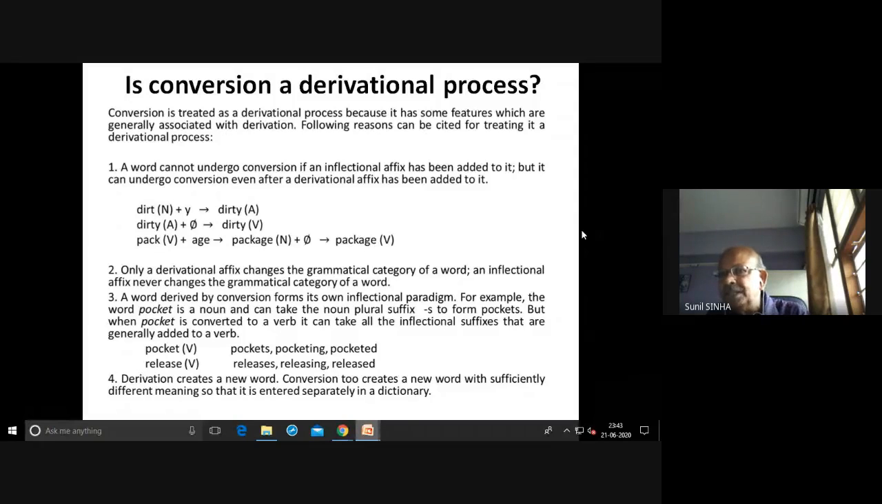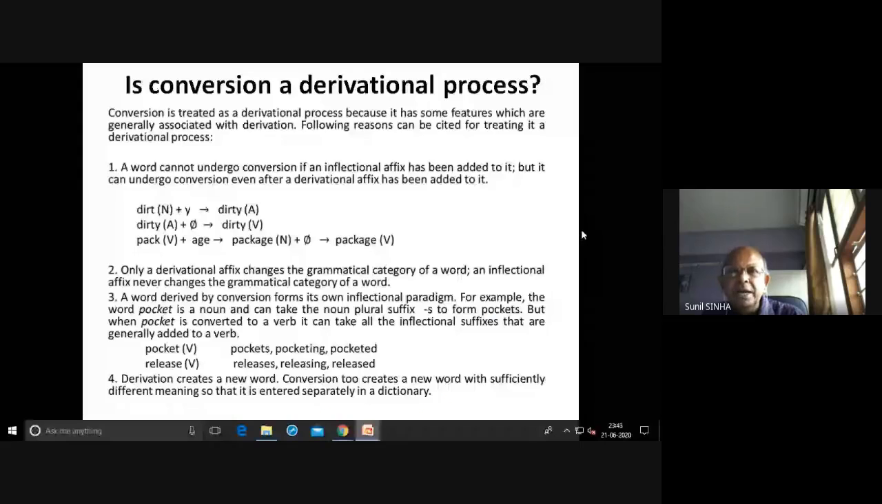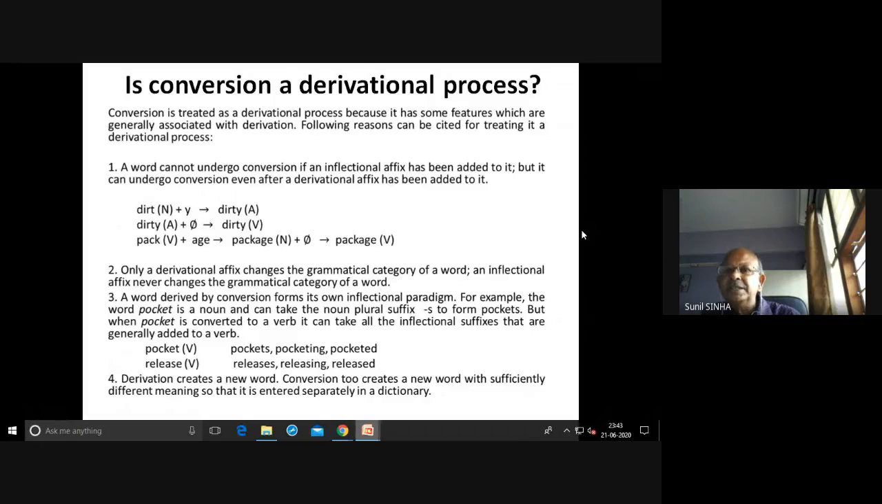When you write it, how will you write it? My pocket's color, P-O-C-K-E-T apostrophe S. My pocket's color. So, a noun can take a plural morpheme and a noun can take an apostrophe S. That is the inflectional paradigm of noun. Do you understand this? What is the inflectional paradigm of noun? Or what is the inflectional system of noun? That it can take a plural morpheme and it can take a possessive case morpheme apostrophe S.